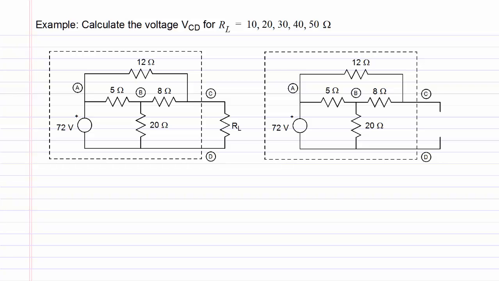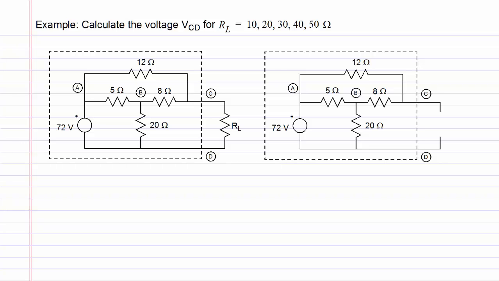One way to solve this circuit is to analyze the circuit on the left repeatedly for 5 different values of RL, and it is possible to do so. However, we will show that it is much easier to calculate the Thevenin equivalent or the Norton equivalent of the circuit inside the dotted box and then solve the circuit for multiple values of RL.